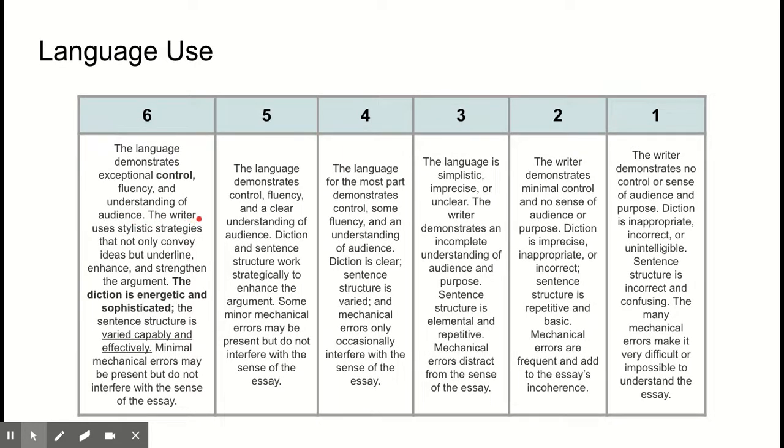Language use, again, this is the fun part. You're going to remember big words, long sentences are not always the answer. Have a variety of sentence lengths and types and openings. Use the appropriate diction. Sometimes a short, choppy sentence is perfectly timed in an essay. Give the reader a time to catch their breath. And also remember, you want to make it a journey, if you will.